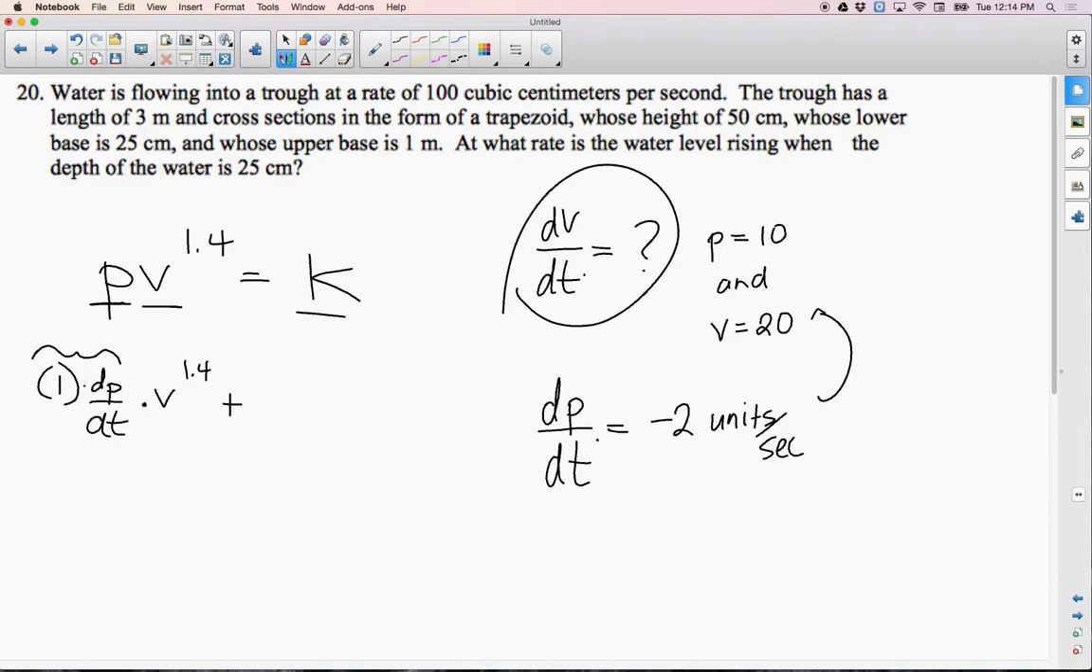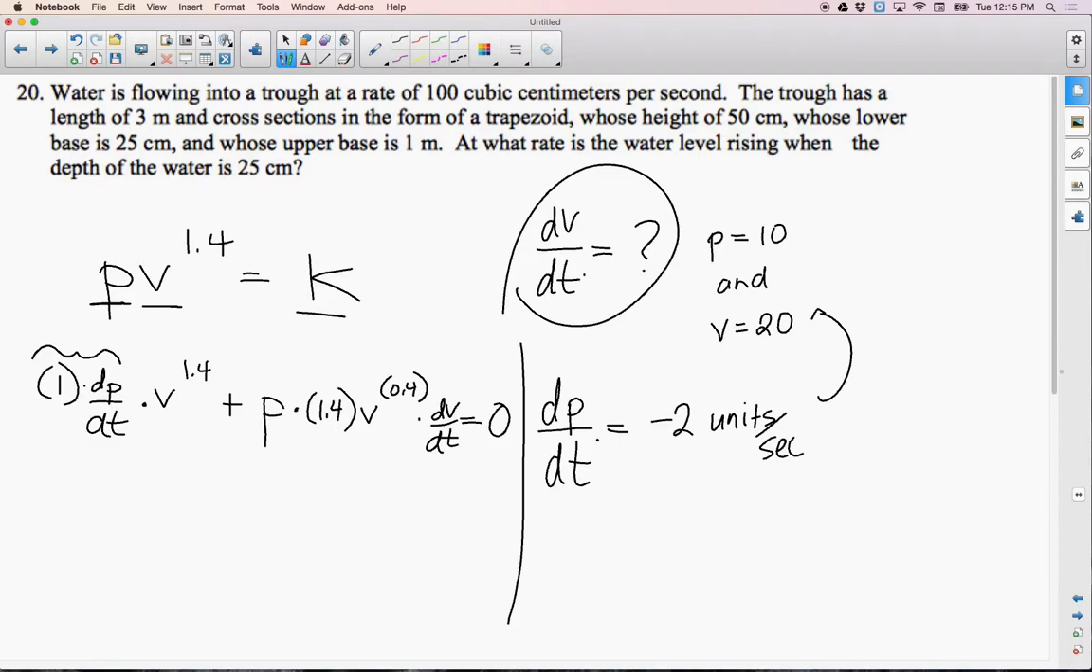Plus, I'm going to go ahead and write P, the first function, times 1.4 times V to the 0.4, times what? Times 1, but dV/dt. You know how many people are going to forget that little piece? You do need it, so hopefully nobody forgets it.